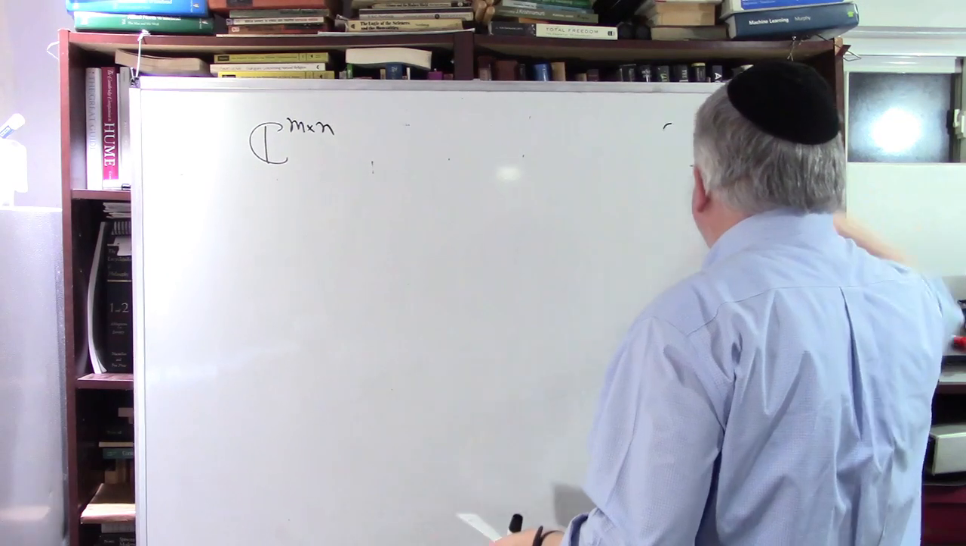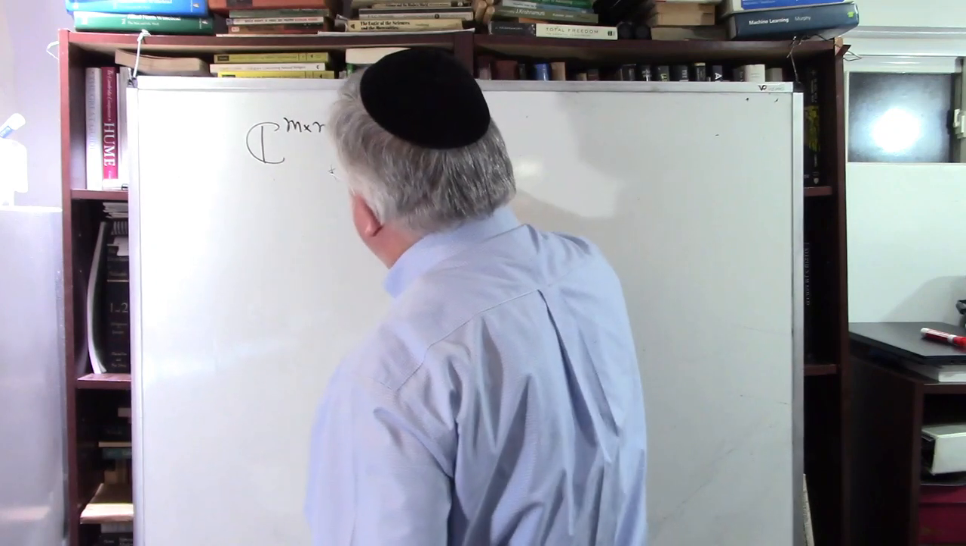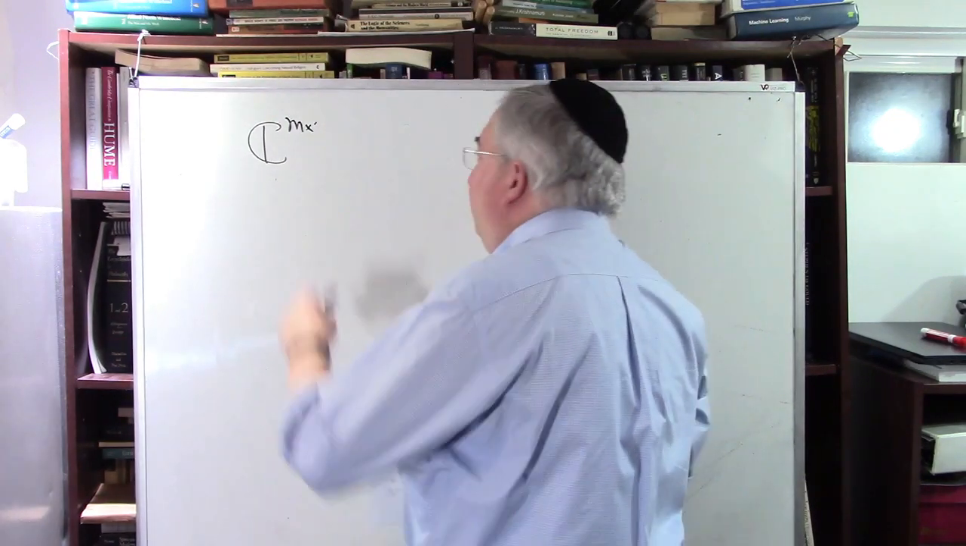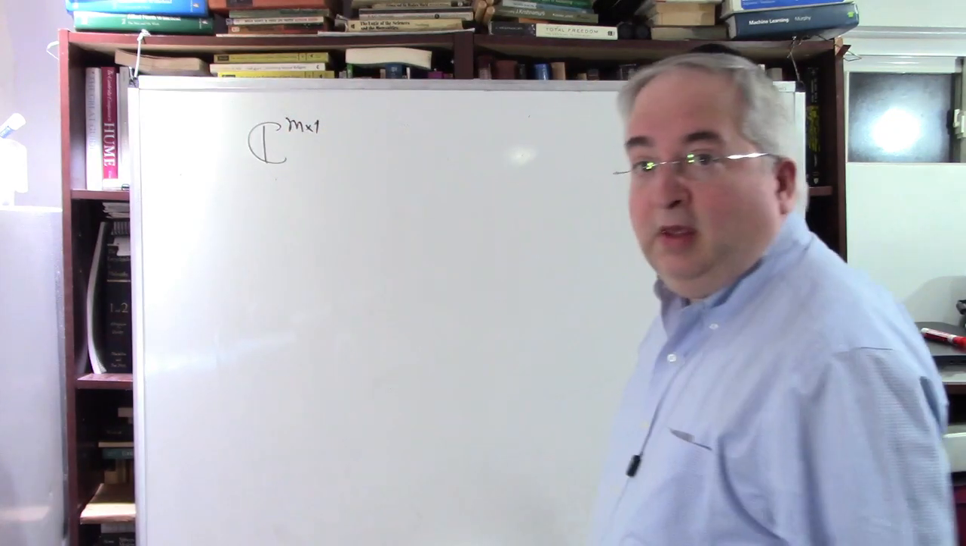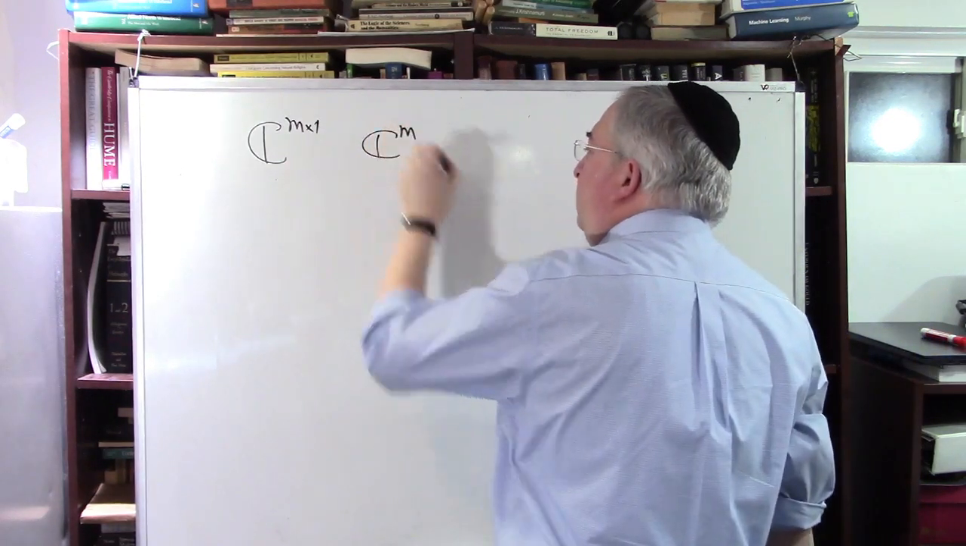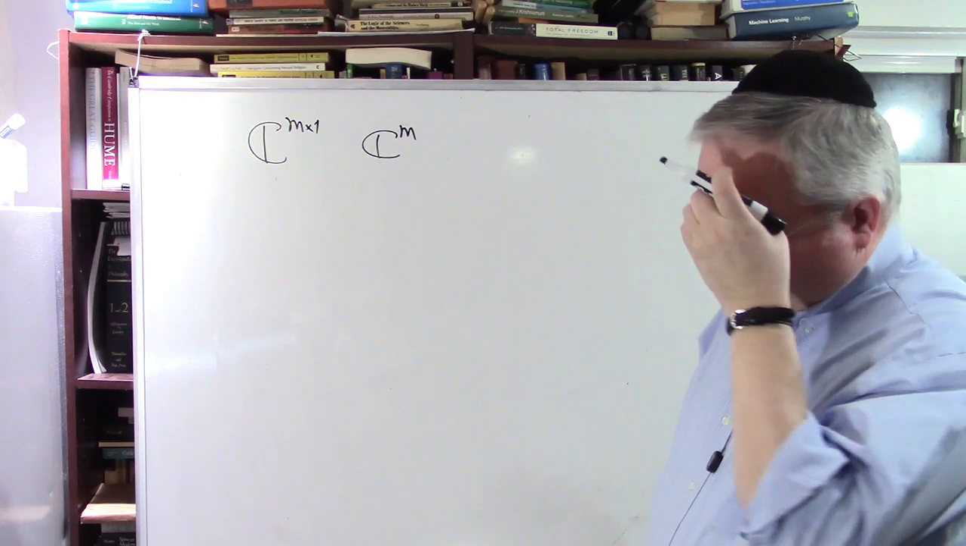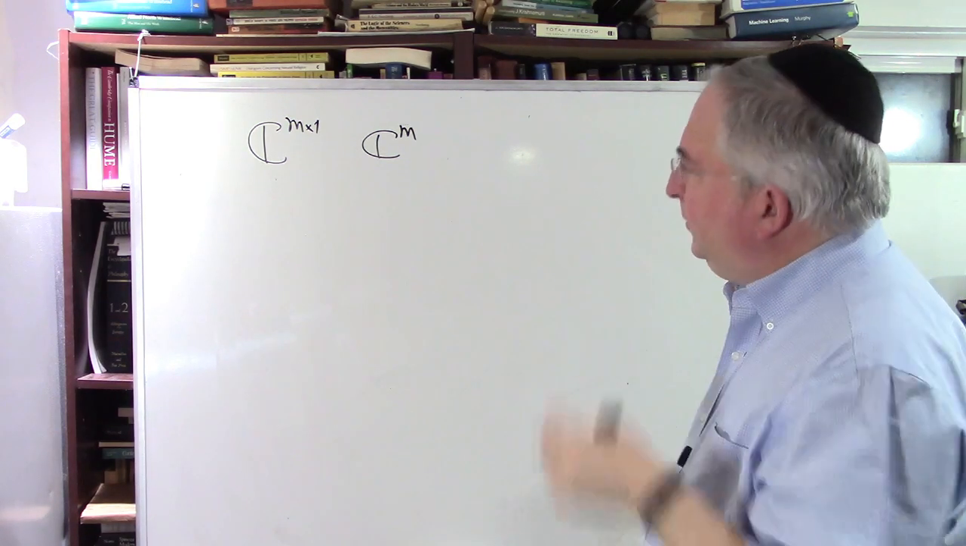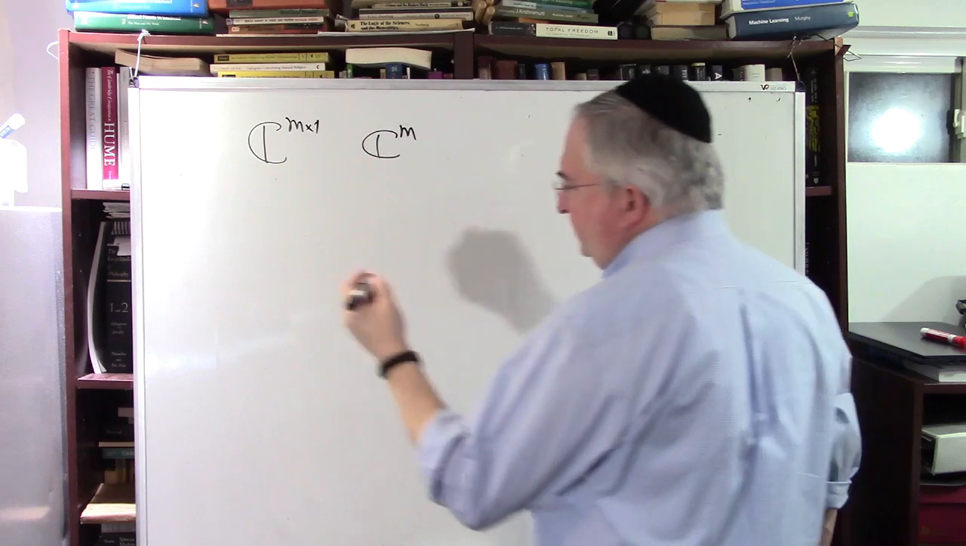Okay, let's look at another example of a complex vector space. How about this? M cross 1. So this is complex vectors of size m, with m entries, and basically it's the same trick.